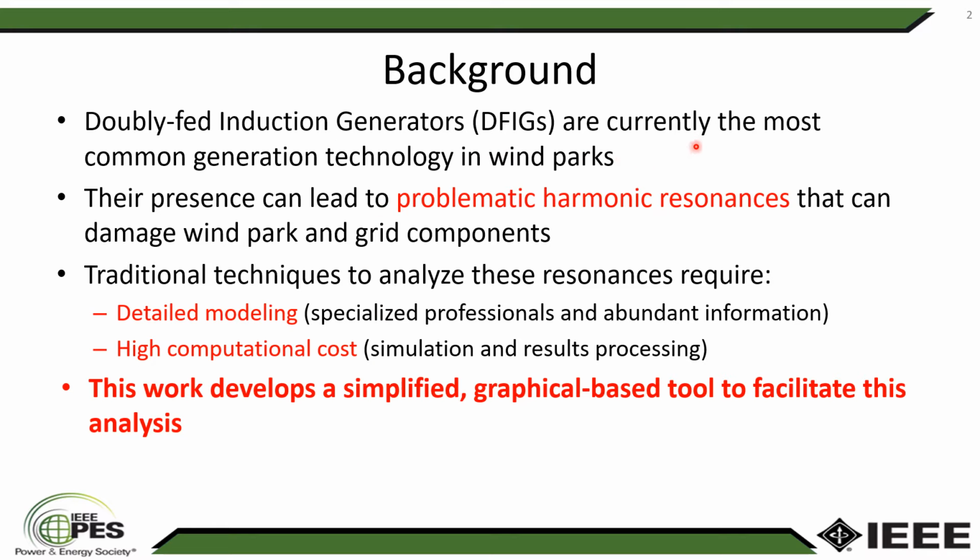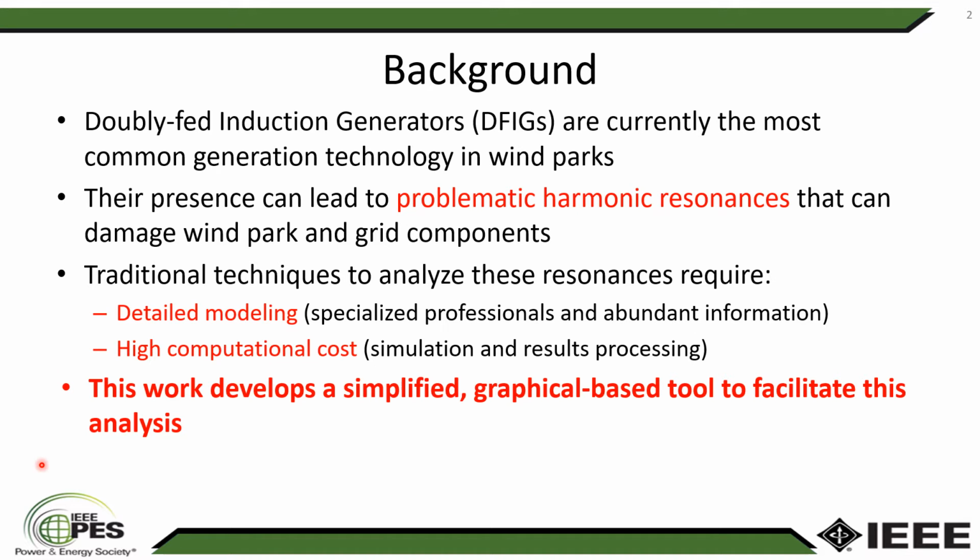Doubly-fed induction generators are currently the most common generation technology in wind parks, and their presence can decrease the damping of harmonic resonances in the park, so it can lead to more problematic harmonic resonances. And the main problem is that the techniques to analyze these resonances currently require very detailed modeling. They are mostly based on electromagnetic transient simulations, which require very detailed modeling of the components, require a very specialized professional to conduct and analyze these simulations, and also demand a very high computational cost.